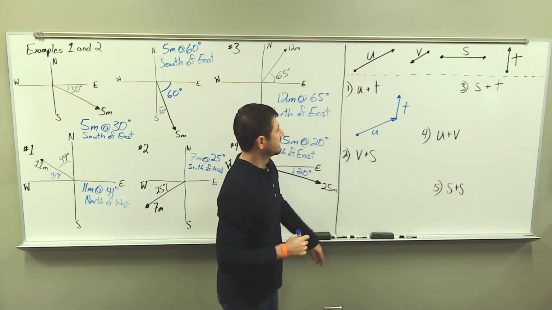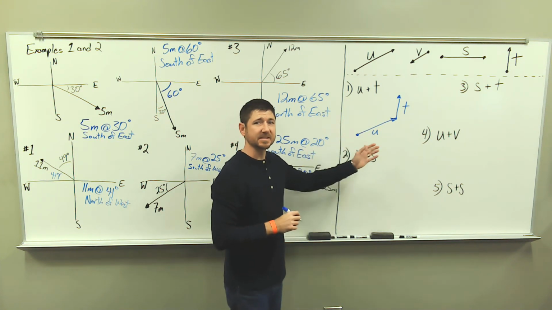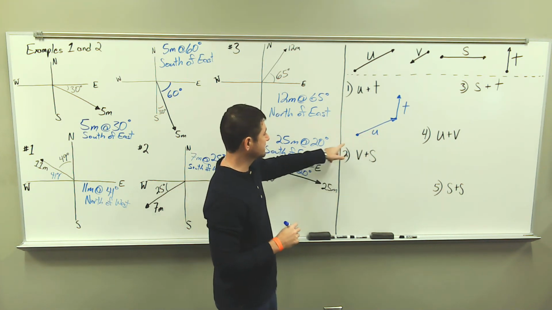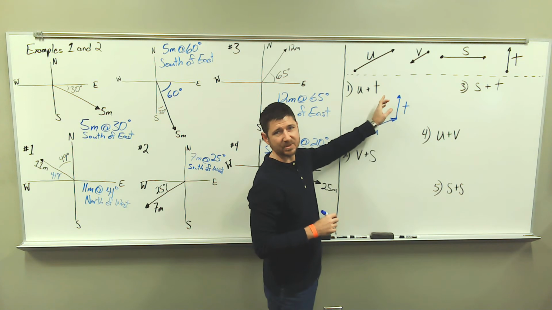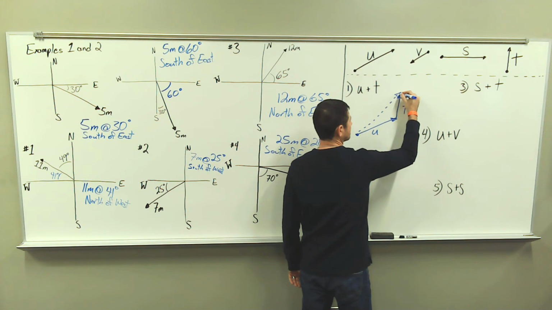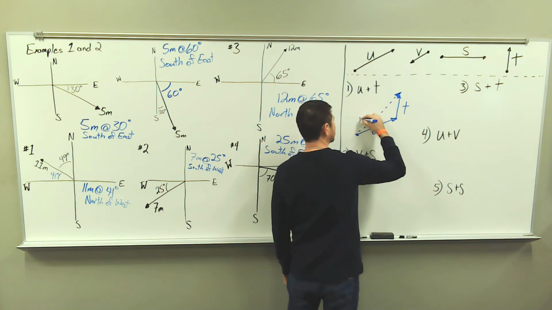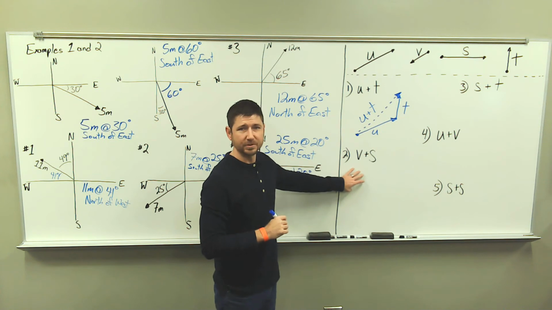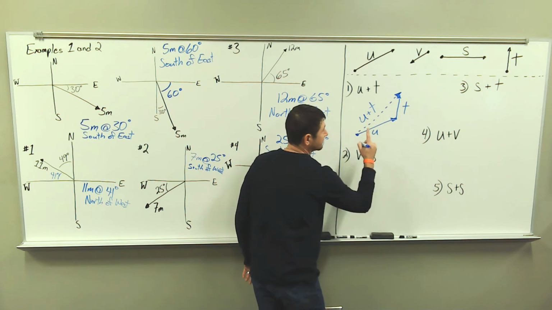Okay? And so it wants us to draw our resultant. Our resultant is the sum of both vectors, in this case vector u and vector t. The resultant begins at the tail of the first vector and ends at the head of the last vector. So what we have here is our resultant, and our resultant is the sum of both vectors. It's u plus t.